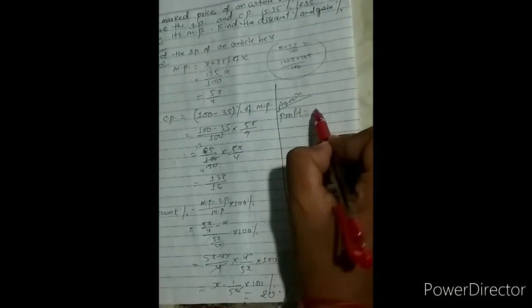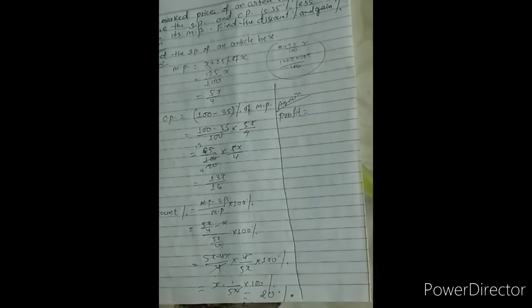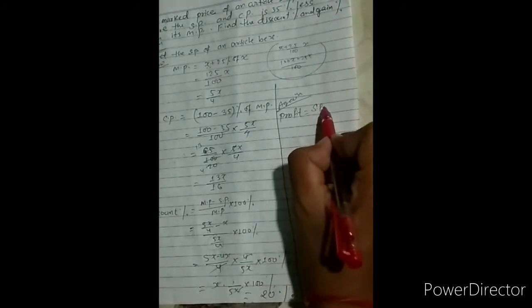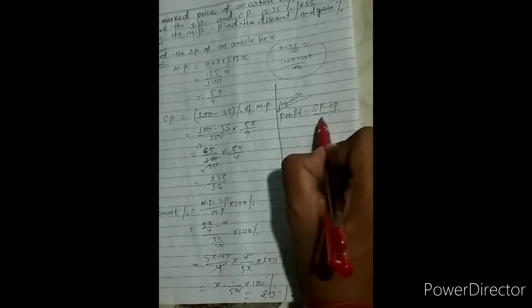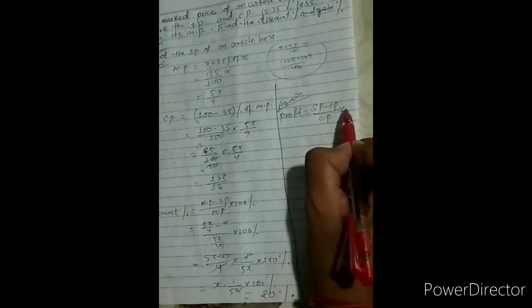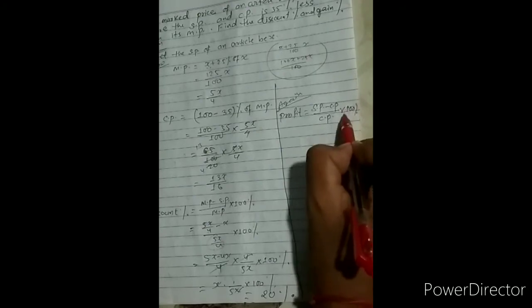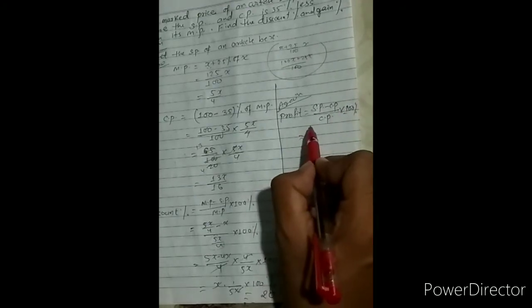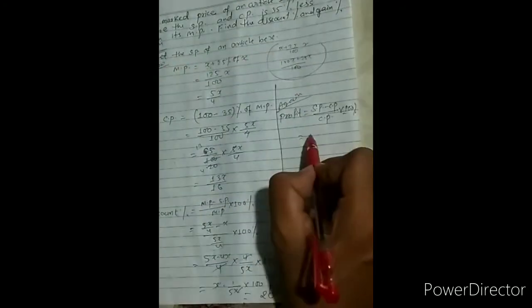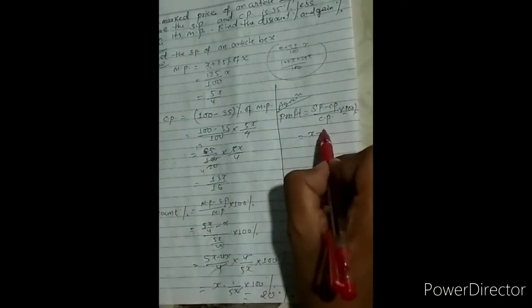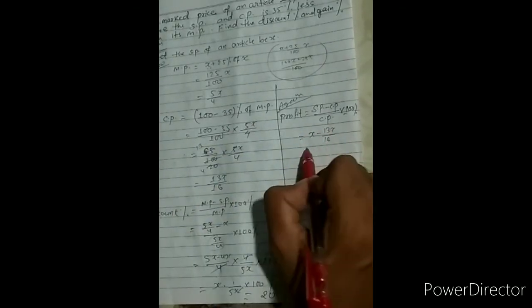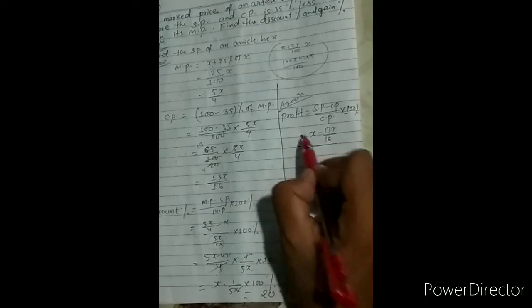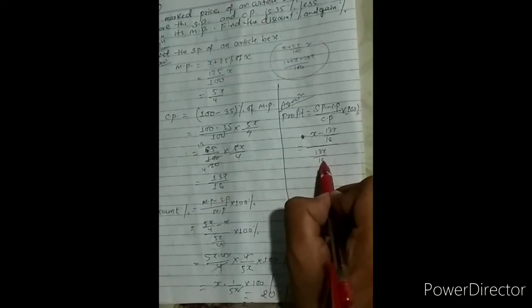What is the formula of profit percent? Profit by CP into 100. Profit means SP minus CP by CP into 100%. Now SP, we don't have SP. SP is X. CP is 13x by 16, so 13x by 16 divided by CP, 13x by 16, into 100%.